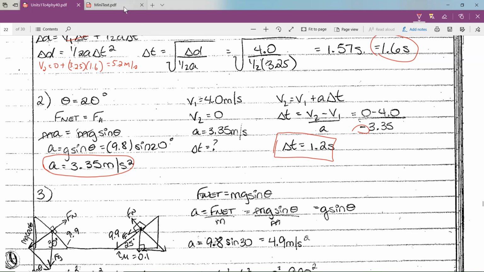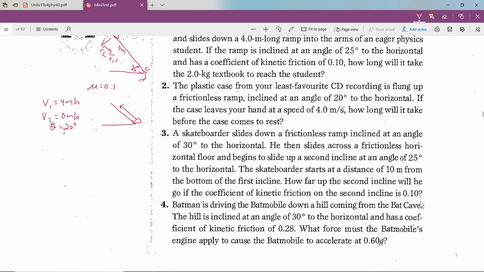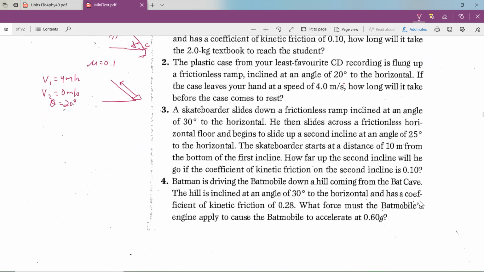The third one's an interesting one. The fourth one you can try on your own about Batman. Everyone wants to be Batman, but I think there's something missing from that fourth one. So let's look at the third one.